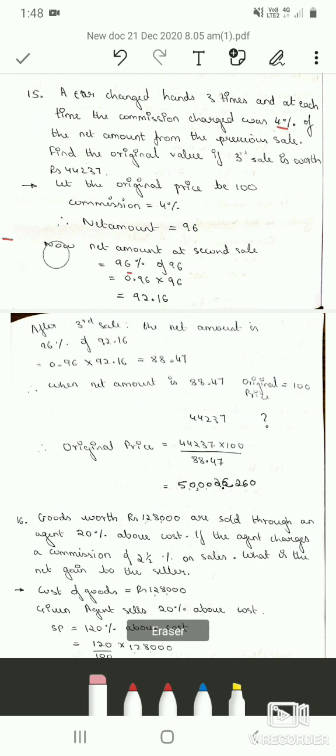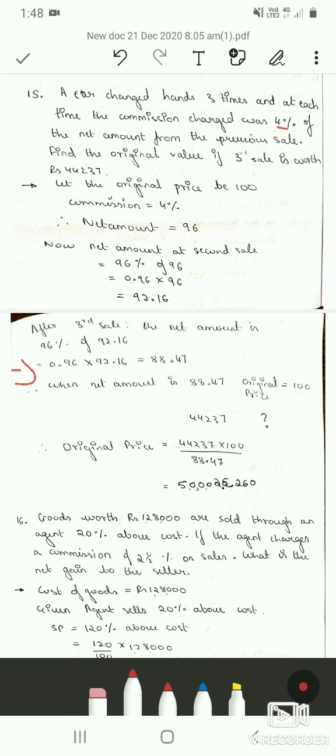So instead of subtracting, we can directly take it as 96% of 96. So we got the net amount at the second sale as 92.16 rupees. Now after the third sale, the net amount is, again you have to calculate 96% of the previous net amount, which was 92.16. So 0.96 into 92.16, which is 88.47 rupees.